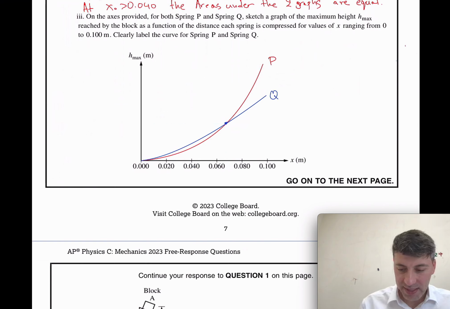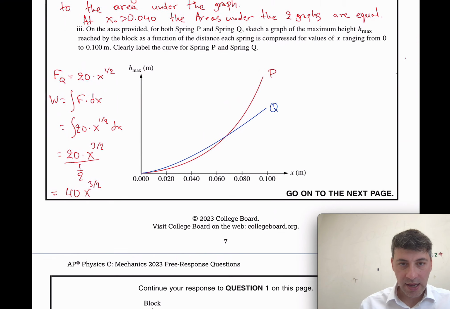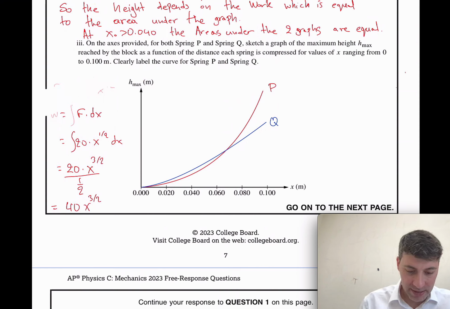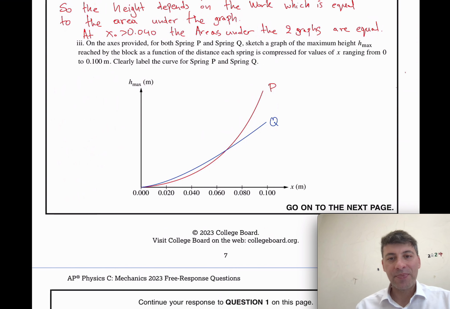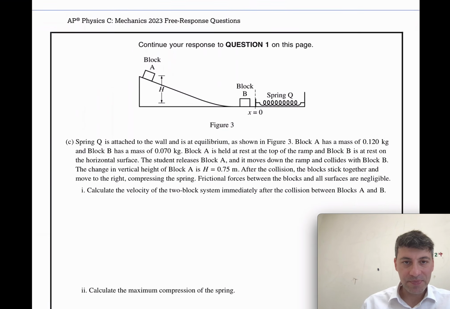So we can remove this, it is not really necessary, but we need to make sure that we show this part, that for initial compressions that are in the region between 0 and 0.6, the spring Q results in a greater height, somehow like this. And also all of this is not really necessary. And we move on to part C.